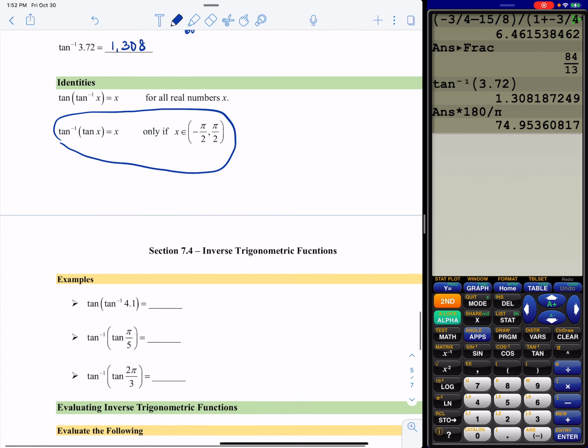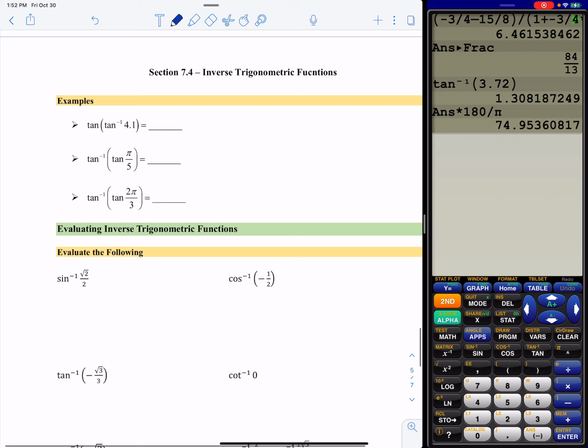So let's look at a couple examples here. Tangent of the inverse tangent of 4.1. Well, that should be 4.1 by the property. Let's just double check this. So tangent of inverse tangent 4.1. Make sure all the parentheses are there, and yes, we absolutely get 4.1.